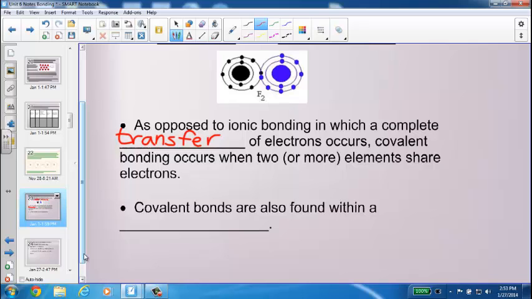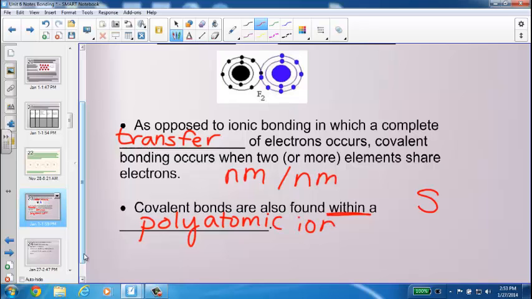And so you have covalent bonds when you have a nonmetal to nonmetal, and you also have covalent bonds, as we talked about in class today, within a polyatomic ion. So for example, if you have the sulfate ion, this is a nonmetal and this is a nonmetal. So inside that polyatomic, you have covalent bonds.